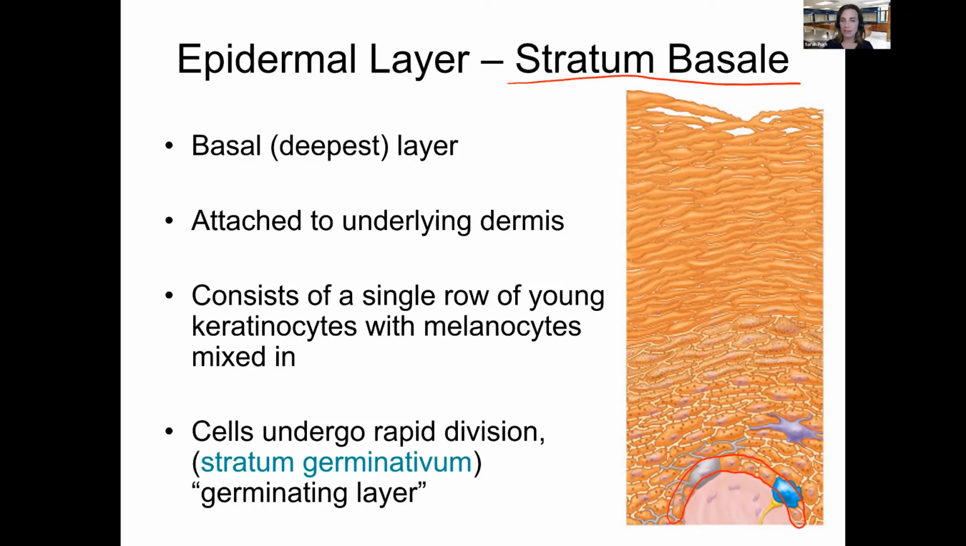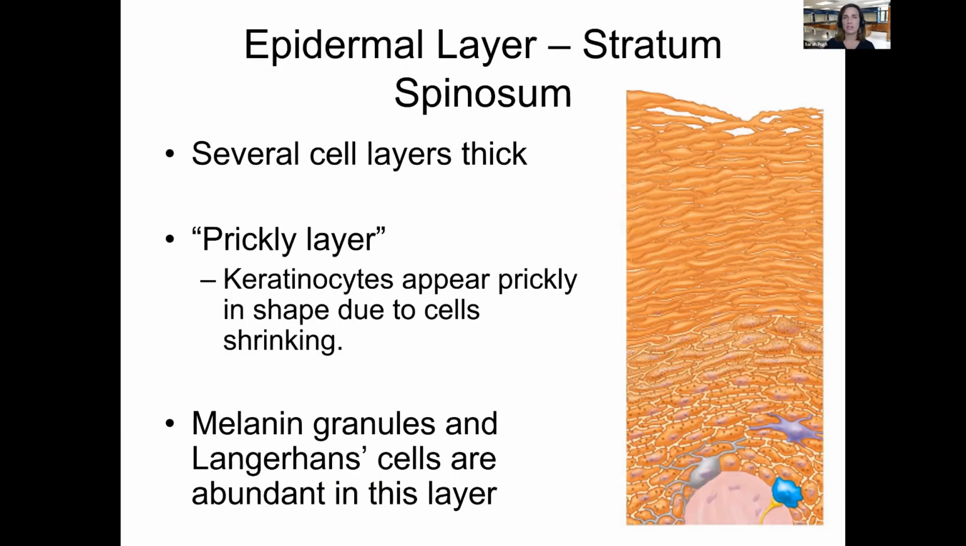It's the deepest layer. It is connecting to the dermis, right? This pink part poking out, that's the dermis down there. And it's basically just one cell layer thick. It has keratinocytes in it. It has melanocytes in it. It has Merkel cells in it. Now, I mentioned to you that this is the layer that is constantly going through mitosis. So sometimes you might find in your textbook, they'll call it the stratum germinativum, which literally translates into the germinating layer. So it's the layer that's constantly going through mitosis, rapid cell division.